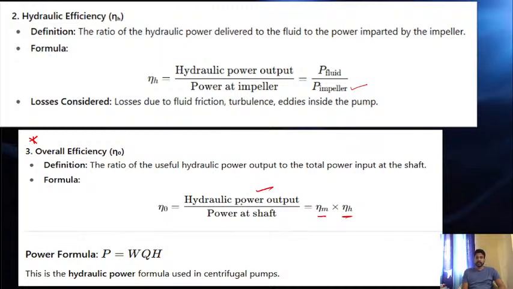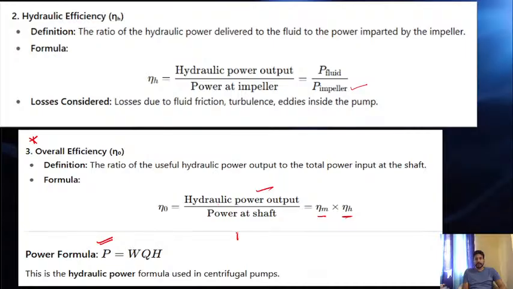So what is it? Hydraulic power output. This is the power which is delivered by the impeller to the fluid, the value of which we already calculated. It is P = WQH. So this is a very very important formula. आप यहाँ पे ध्यान रखेंगे, यहाँ पे आप इसको ध्यान रखेंगे. Is it clear to you?